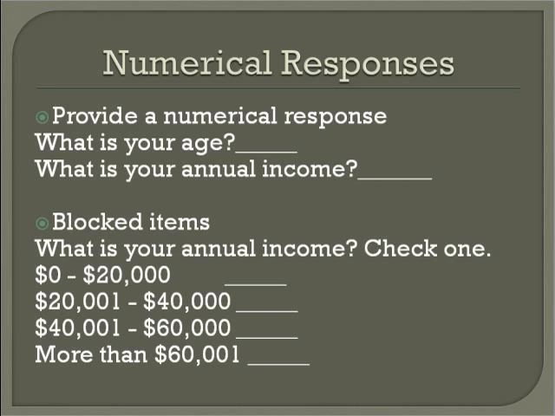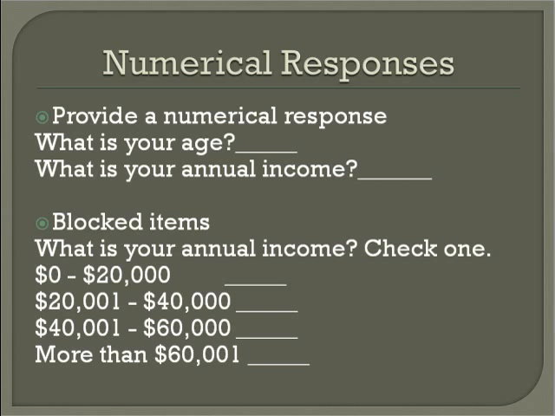Sometimes we'll take these items and do what we'll call blocking. Income is a sensitive item for many people, and actually age could be a little sensitive too. They might not be ready to just report what their income is. So sometimes it's good to block items. Here in the second item, what is your annual income? Check one. I've got 0 to 20,000, 20,001 to 40,000, 40,001 to 60,000, and then more than 60,000. Notice I put the 01 in there to make sure that there's not an overlap here.